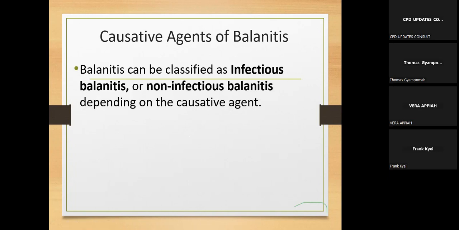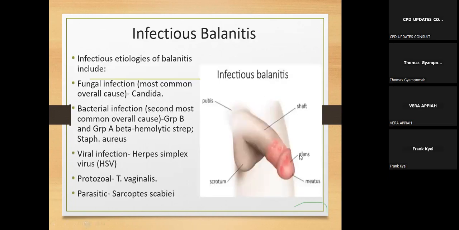So balanitis, that infection can be classified as infectious balanitis or non-infectious balanitis, depending on the causative agent. All right. So this is the infectious balanitis. Over here, this is the glands. So this is a circumcised individual, and so you don't have the foreskin or the prepuce, and therefore it cannot be balanoposthitis. In balanoposthitis, you're talking about infection that's affecting the glands and also the foreskin. Now, infectious balanitis, you're talking about an infectious agent which is causing this infection.